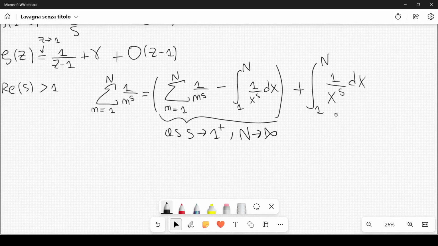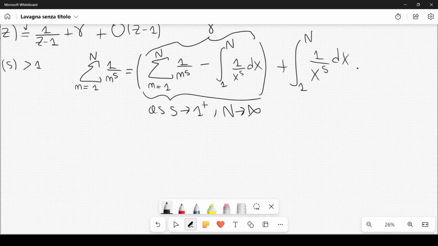Now this difference inside these parentheses here will tend to the Euler-Mascheroni constant. This is exactly the definition for the Euler-Mascheroni constant. I will say more about the Euler-Mascheroni constant in the next few videos, but this is actually the definition. Now, of course, here we have gamma. So I'm assuming that we are reasoning in these limits as N goes to infinity and as s goes to 1 plus.